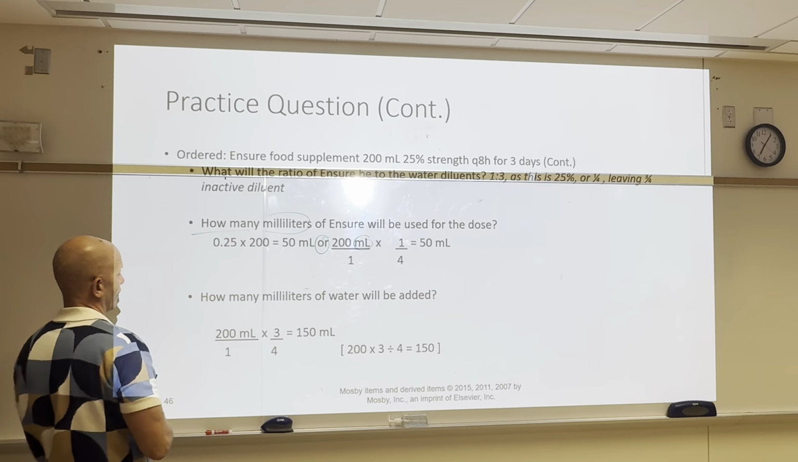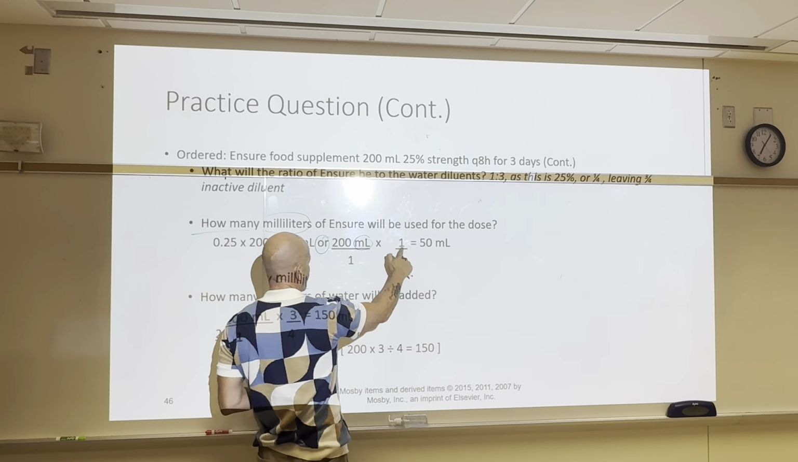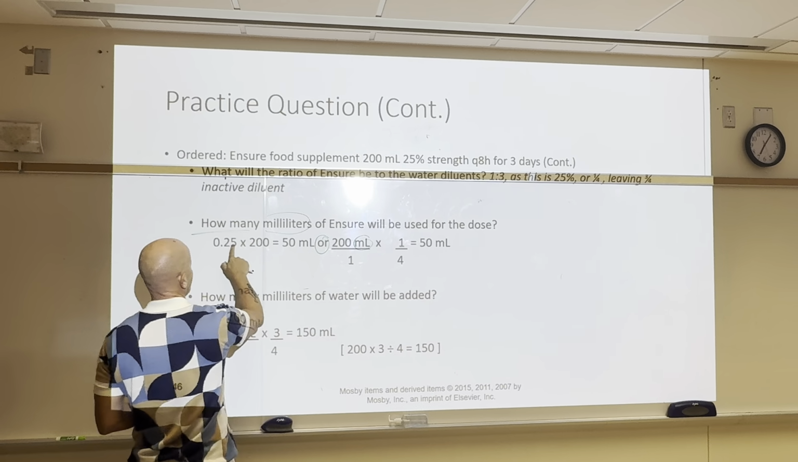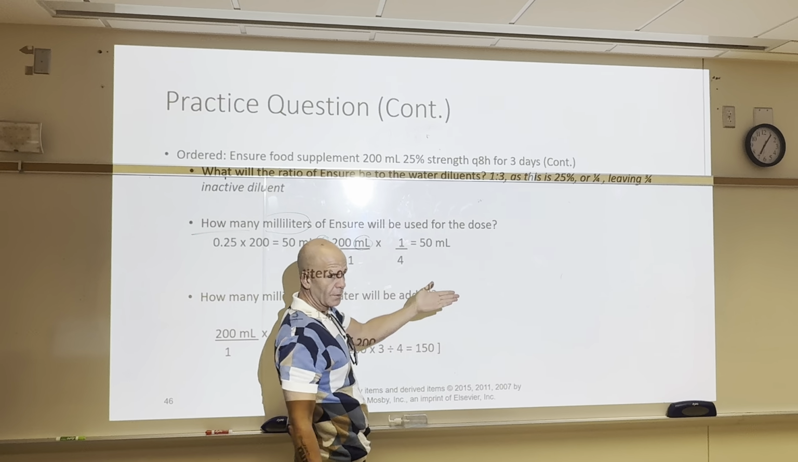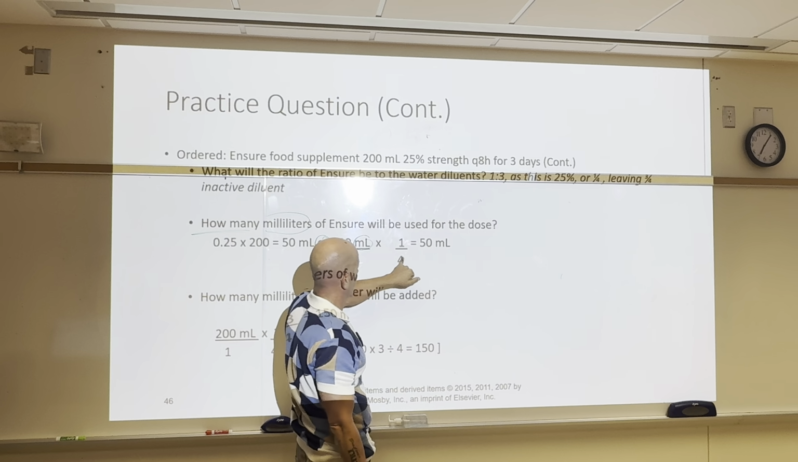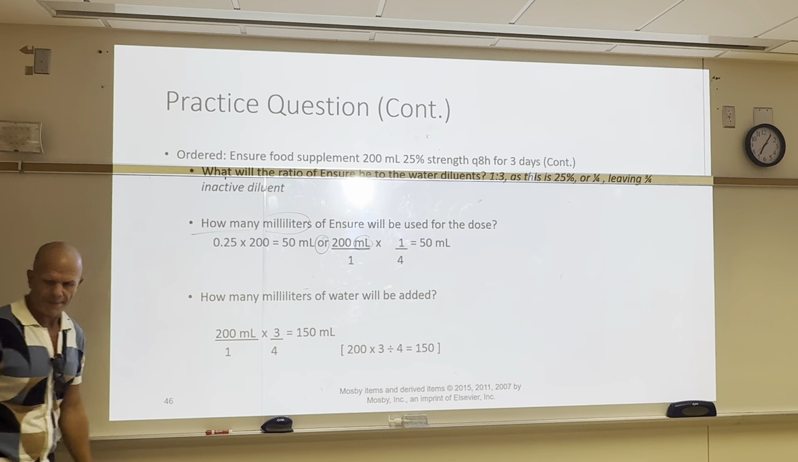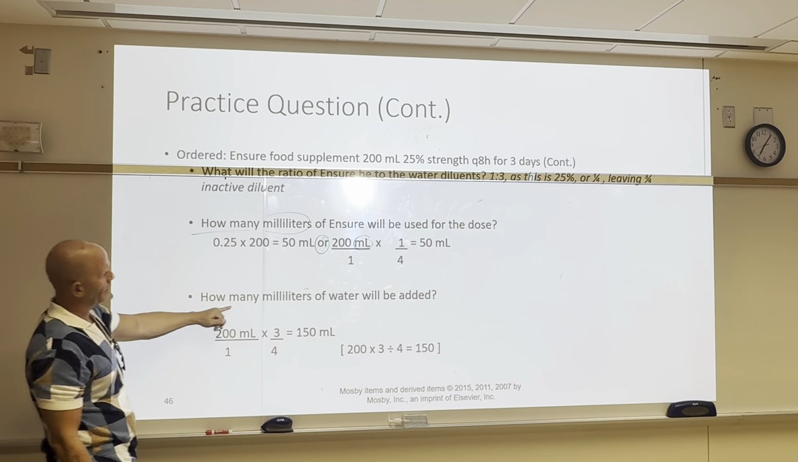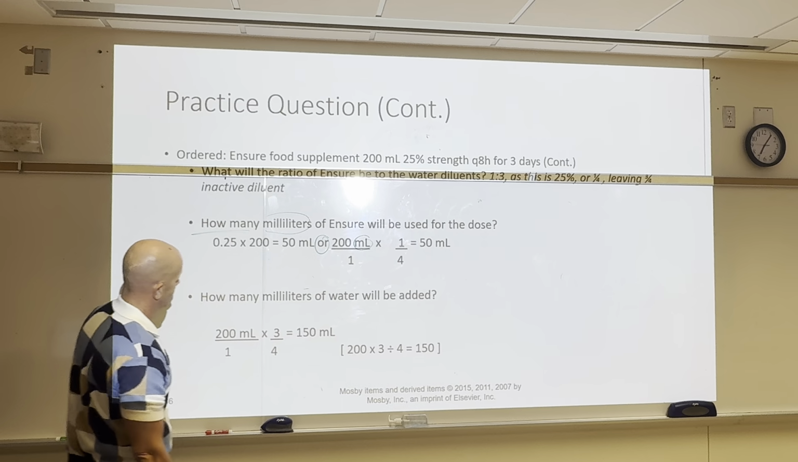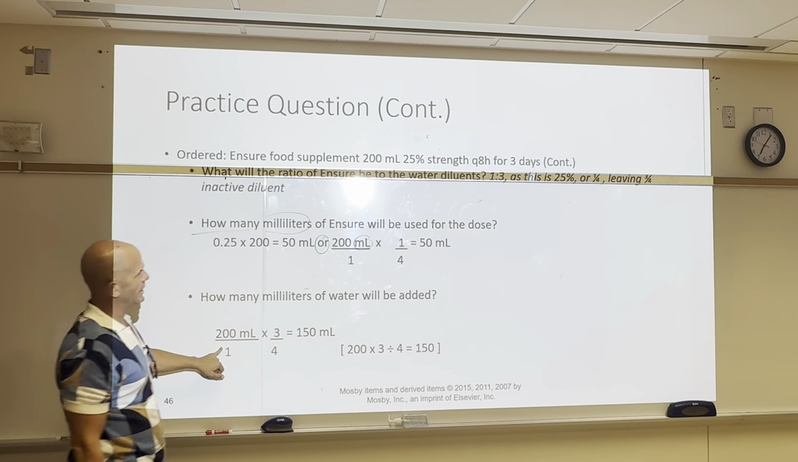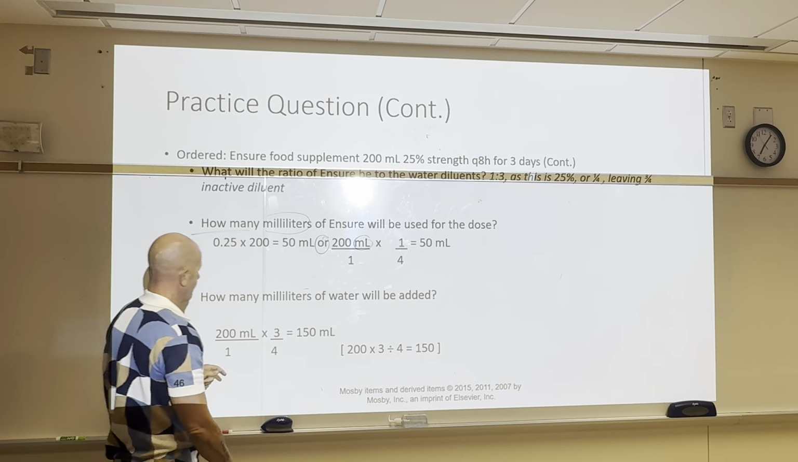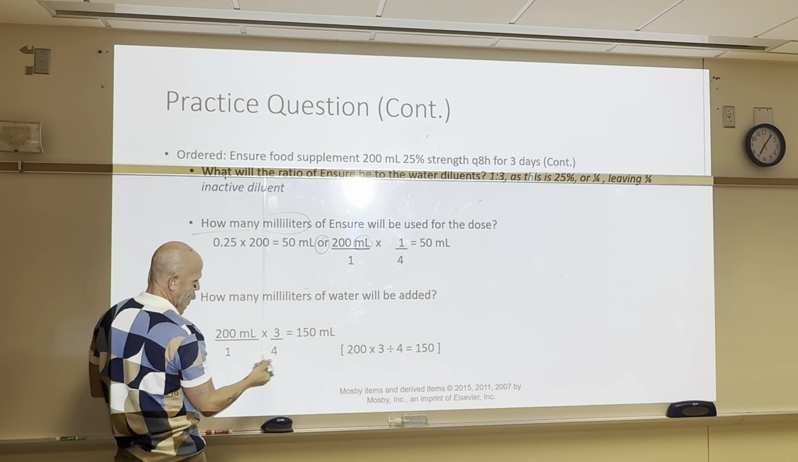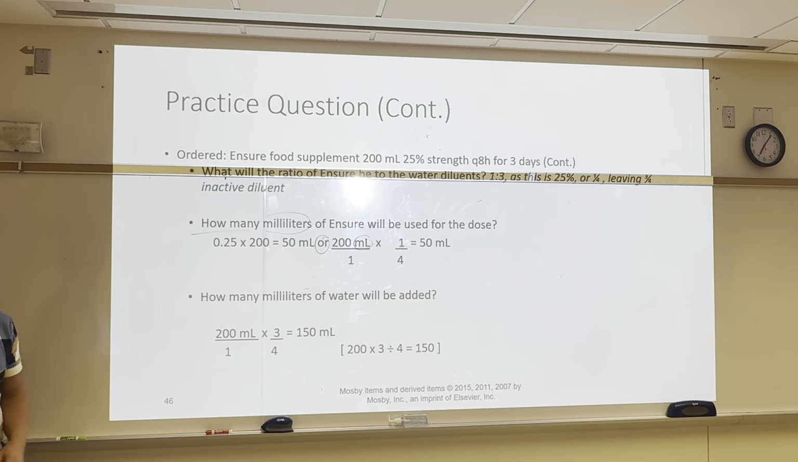Okay, one dose. But then we got over here 1/4. What is 1/4? That's actually 25 or 25%. Because remember, if you say it out loud, 1/4, what's 1/4? 25 cents. Okay, so 1/4 equals 50 mLs. Okay, so how many mLs of water will be added? Well, you got 200 mLs over 1, and we know that 1/4 of this is what? Active ingredient, correct? So 3/4 of that, 200 times 3, 600 divided by 4 is 150. Okay, do you see how we got that?